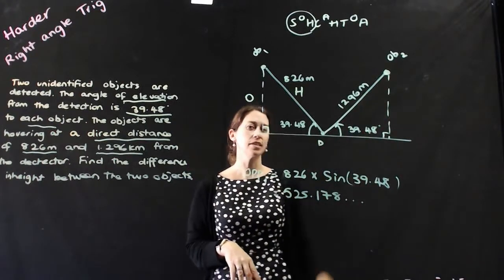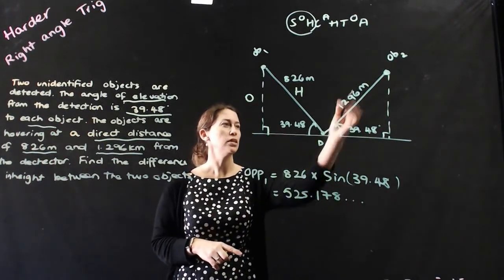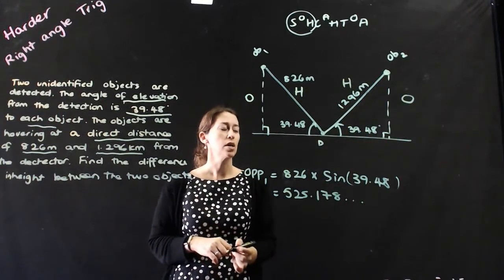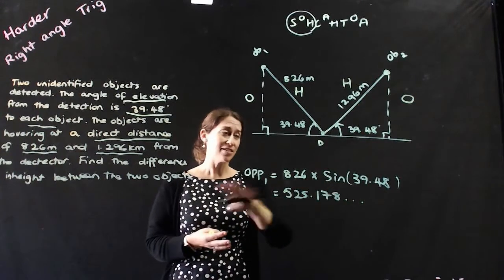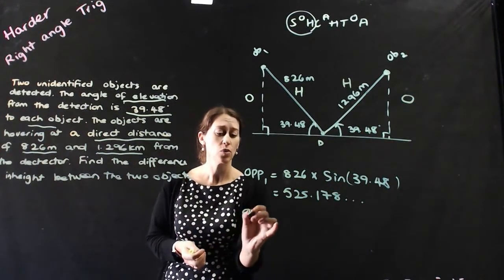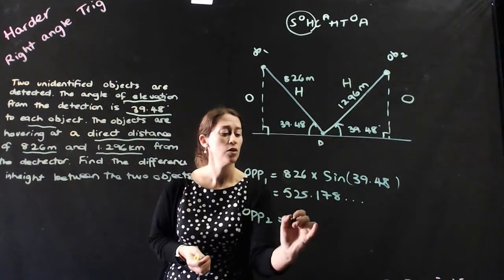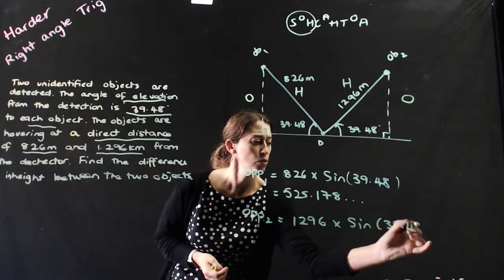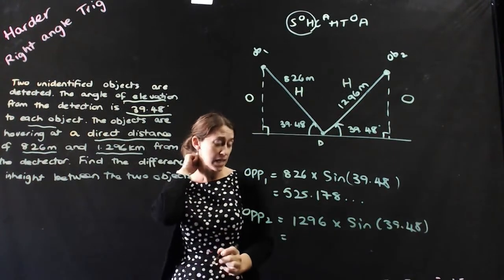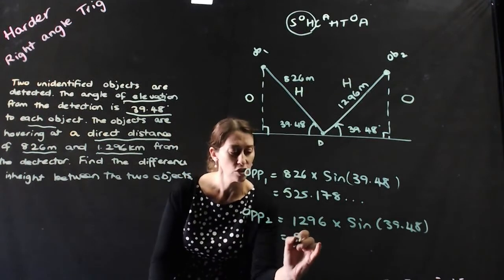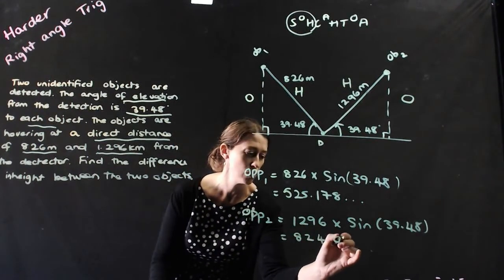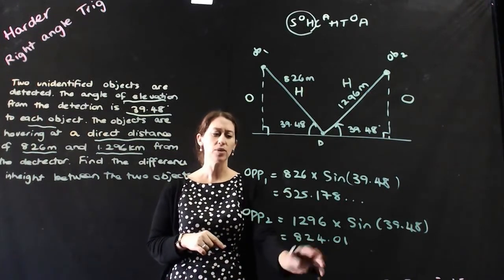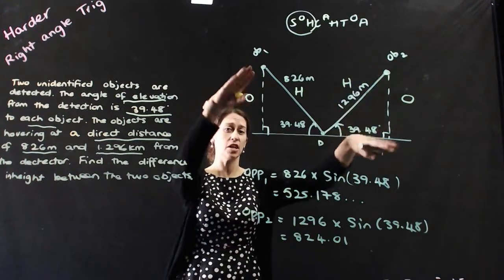Let's have a look at this height here. Again, we've got the hypotenuse we've been given and we're trying to find the opposite. Sine again, exactly the same ratio that I'm going to be using. So we want opposite 2, which is now 1296 multiplied by sine 39.48. Typing that into the calculator gives me a distance of 824.01, again rounded. Now we keep that answer in our calculator and we subtract because we want the difference in height of our two objects.